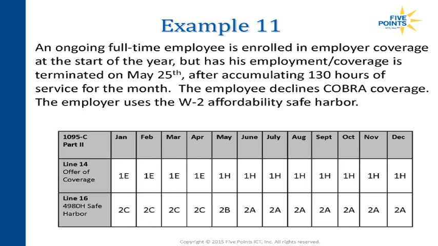An ongoing full-time employee enrolled in employer coverage at the start of the year has his employment coverage terminated May 25th after accumulating 130 hours of service for the month. Employee declines coverage, the employer uses a W-2 affordability safe harbor. Looks the same. Doesn't matter what day they terminate, the coverage ends prior to the end of the month, and it doesn't extend to the end of the month. Doesn't matter how many hours they work that month, just to make sure that I report it correctly. They weren't a full-time employee in May.